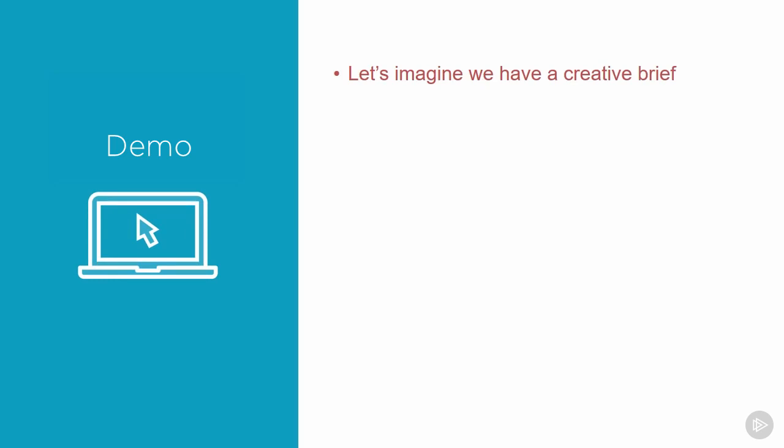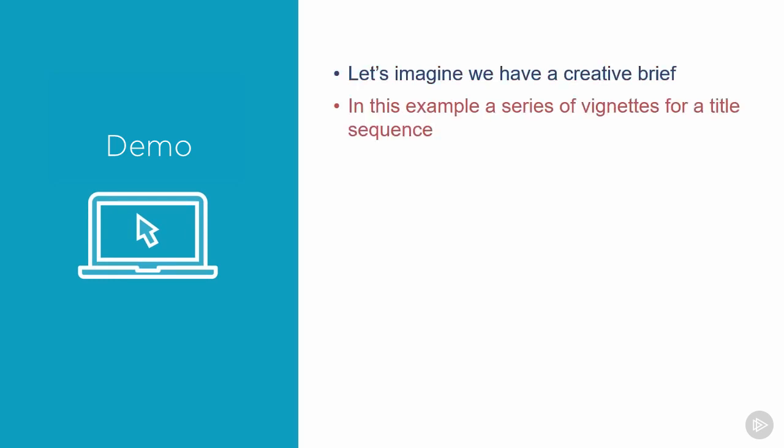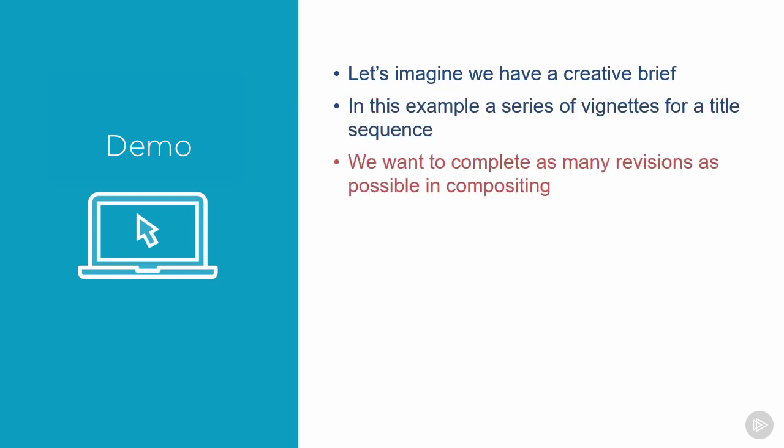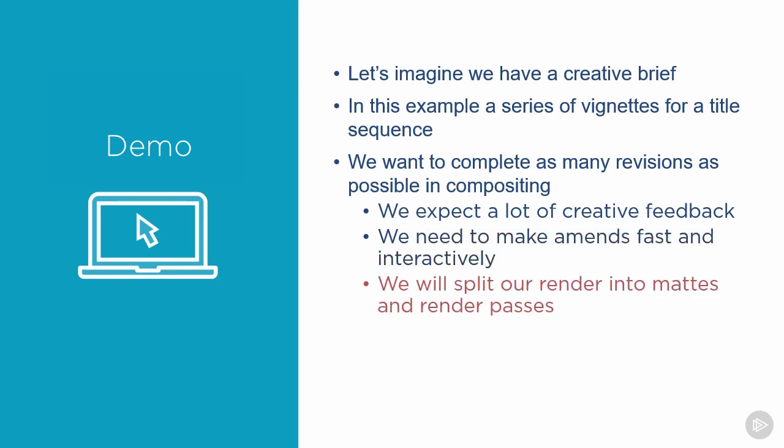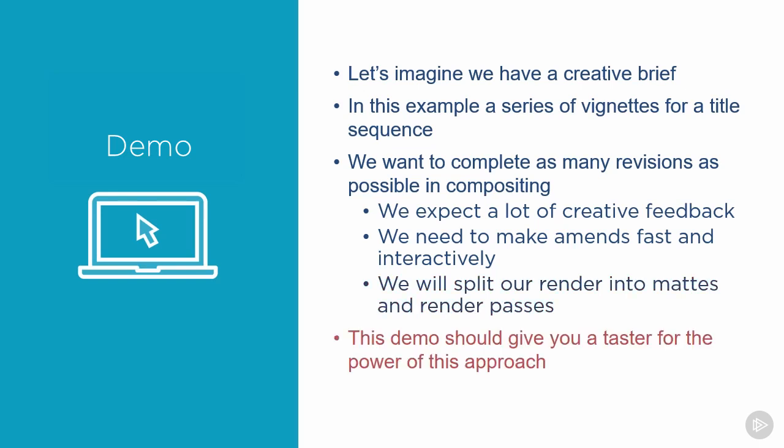So let's imagine we have a creative brief. In this example, a series of vignettes for a title sequence, set in a police procedural in the 1940s. So this is going to have a lot of revisions, and we want to complete as many revisions as possible in compositing, because we expect a lot of creative feedback. And we need to make amends fast and interactively, sometimes maybe even with the client in the room. So we're going to split our render into mats and into render passes. This demo will give you a taster for the power of the multipass rendering approach.